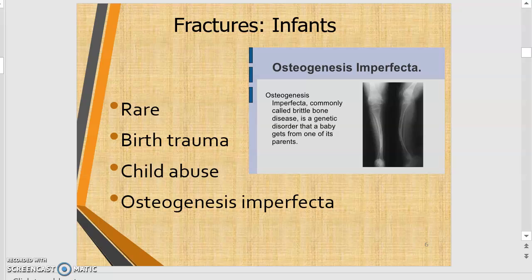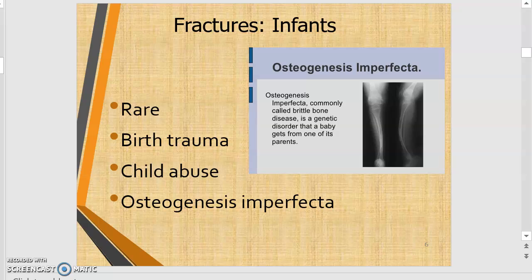Fractures in infants are very rare. There is something called osteogenesis imperfecta, caused by defective genes that affect how the body makes collagen, which is a protein that strengthens bone. The condition can be anywhere from very mild, type 1, with only a few fractures during a person's lifetime, to very severe, where fractures can occur without any apparent cause, with hundreds of fractures. Treatment includes bone strengthening medications, physical therapy, and orthopedic surgeries as needed.